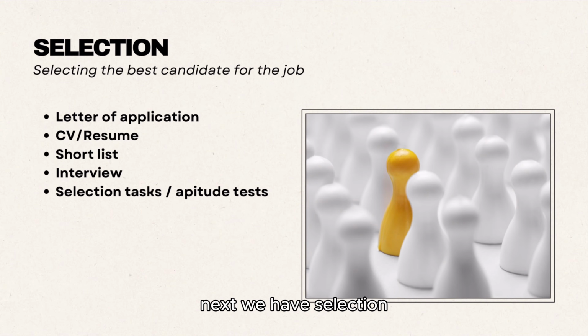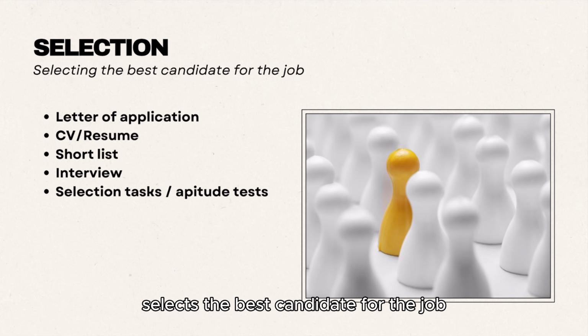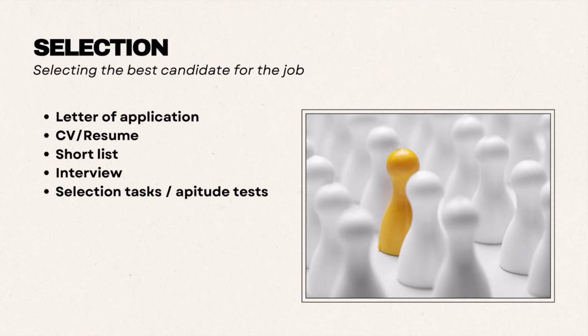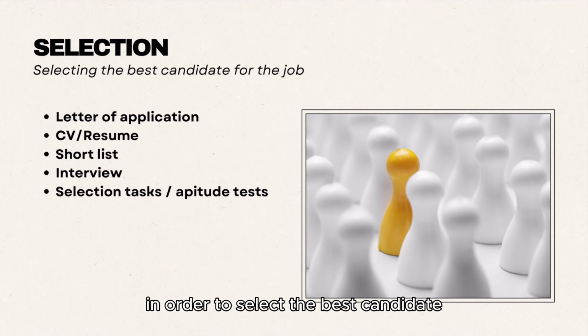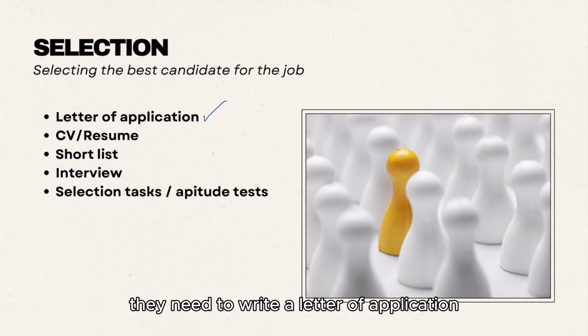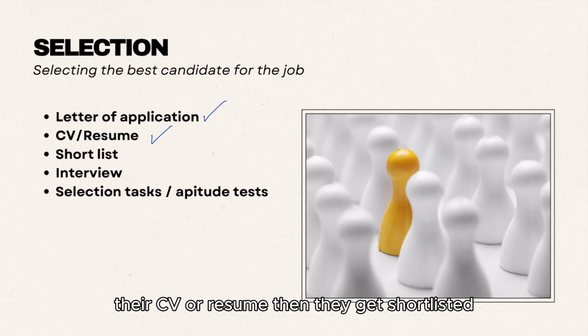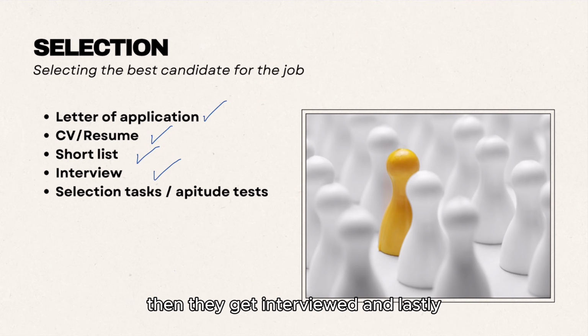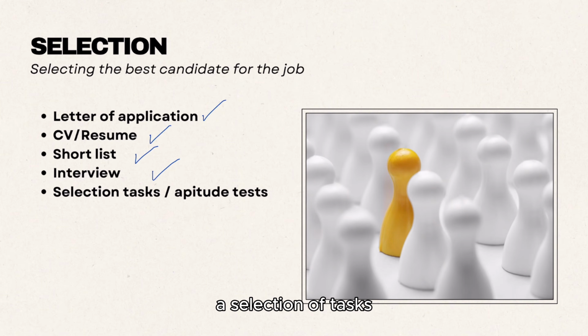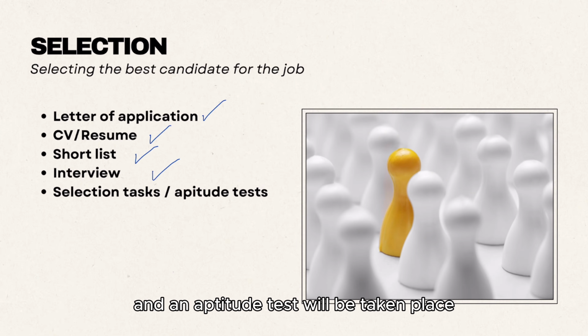Next, we have selection, and this is when the business selects the best candidate for the job. In order to select the best candidate, they need to write a letter of application, their CV or resume, then they get shortlisted, then they get interviewed, and lastly, a selection of tasks and an aptitude test will take place.